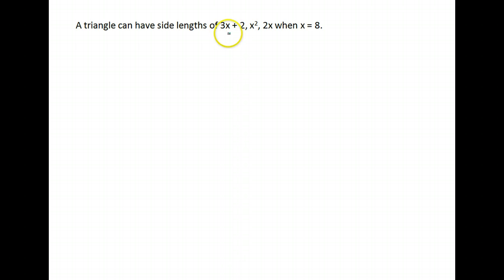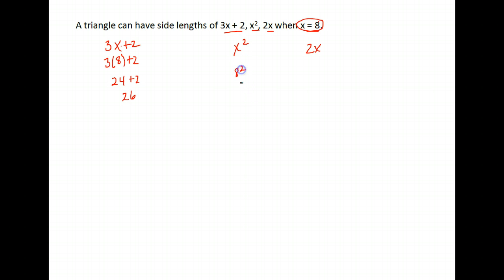All right, and here's our final example. A triangle can have sides 3x plus 2, x squared, and 2x if x is 8. So again, we can't compare the sides when there's x's in there, so we need to use what they gave us. They said x is 8, so we're going to replace the x with an 8 in each of these so that we know exactly what number we're dealing with in each one. So here 3x plus 2, we replace the x with an 8. 3 times 8 is 24. Plus 2 is 26.